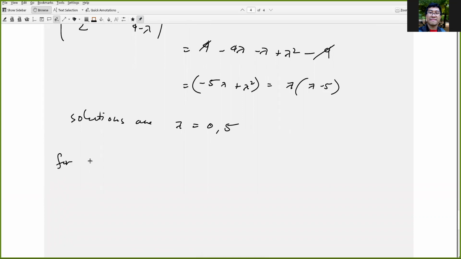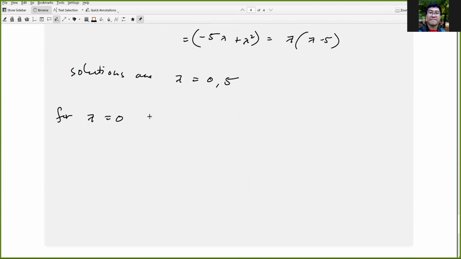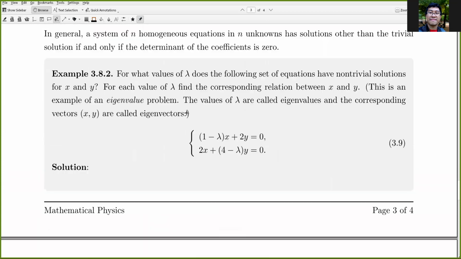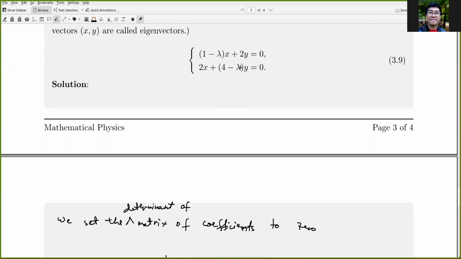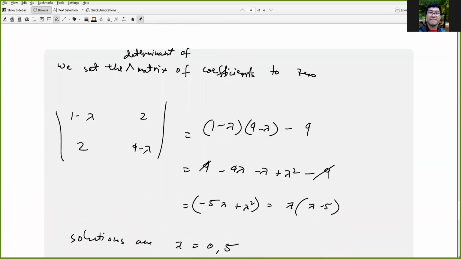For lambda equals 0, we can use, say, the first equation. Setting lambda to 0, you have x plus 2y equals 0. So the vectors would be such that if there's one value of x, then there's a value of y which satisfies this equation. If you use the second equation and set lambda to 0, you have 2x plus 4y equals 0. Divide the equation by 2, you get x plus 2y equals 0.